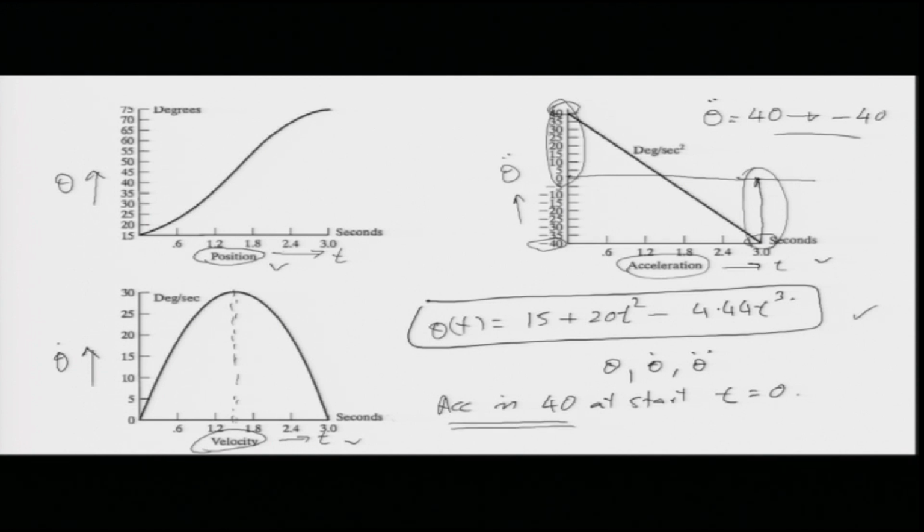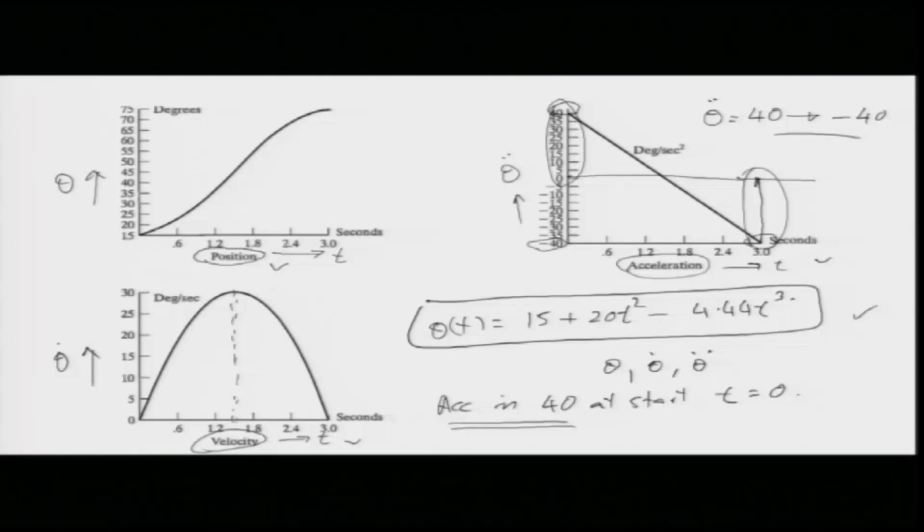Now, if this is not possible in a real system, then what is possible? What should we do? One way is to think that if this kind of motion is not possible because of this problem with acceleration, that a motor cannot accelerate in 0 time, it cannot suddenly go to high acceleration, then what kind of motion is possible? Then what we can think about is this graph.